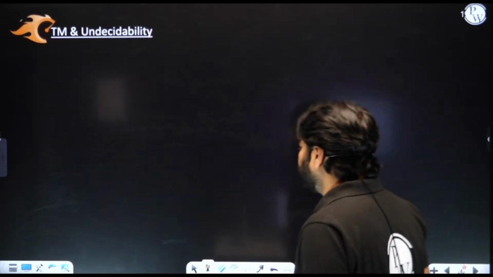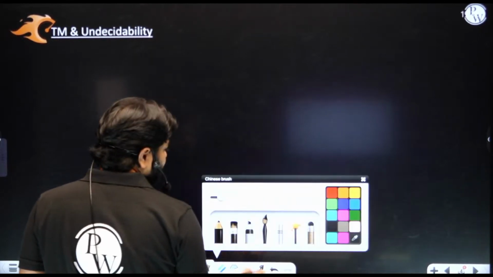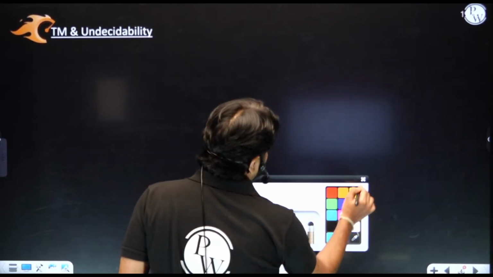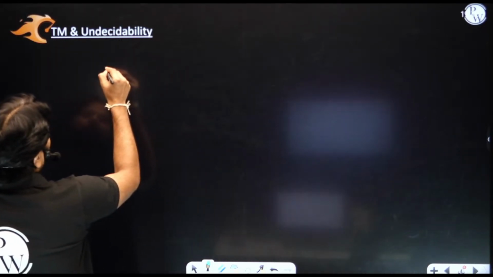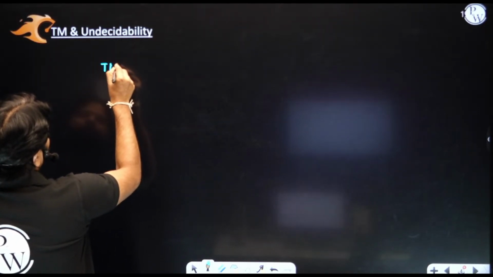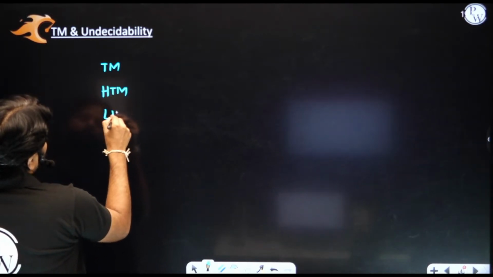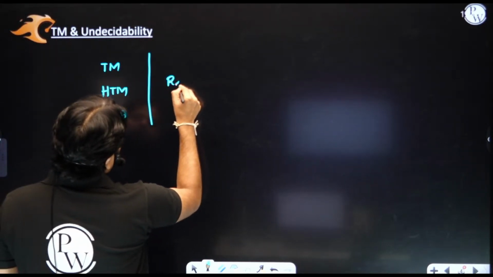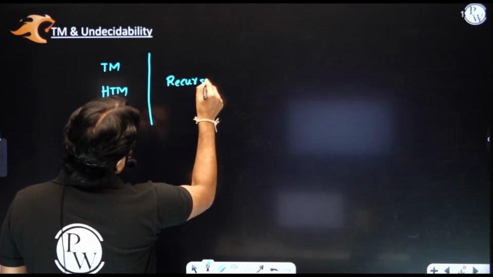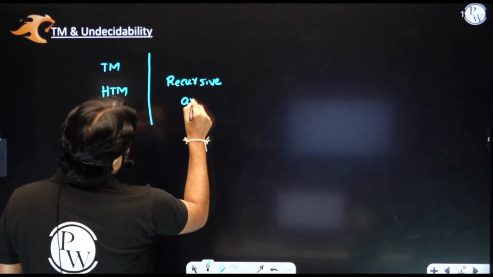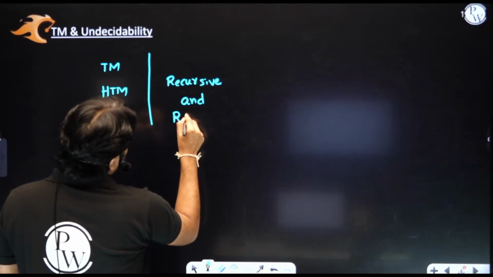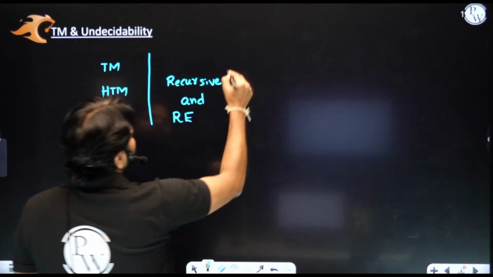Now in this Turing machine and undecidability, we have covered or we have discussed various topics, right? In this mainly, you have the TM, HTM and LBM, three types of machines, and also the main languages that we have studied, recursive and recursively enumerable languages, right? Recursively enumerable problems and languages.